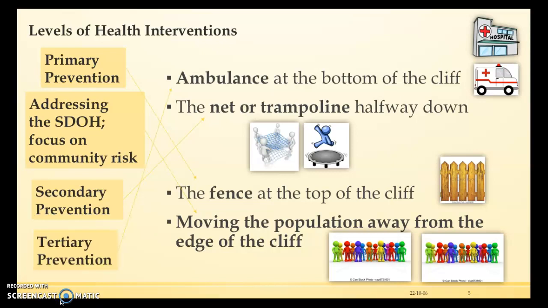Secondary prevention asks: what can we do to reduce the seriousness of the injuries? So maybe they put a net or a trampoline halfway down. Tertiary prevention is having the ambulance at the bottom of the cliff ready to take people who have fallen off and become very injured or near death to the hospital, and making sure there are enough ambulances. Another approach is addressing the social determinants of health and focusing on the community at risk, maybe moving the population away from the edge of the cliff. So, why not? Let's do that. All right, let's move on.